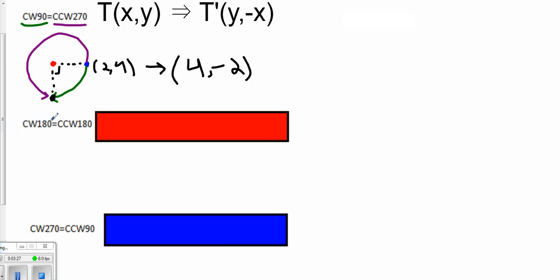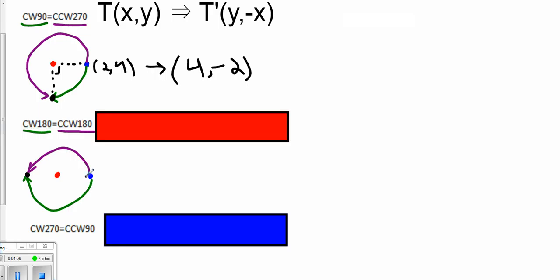Clockwise 180 degrees is the same as counterclockwise 180 degrees. And again, that should make sense if this is our centerpiece. Here is our pre-image, that was our original one. If we rotate 180 degrees clockwise, going the direction the clock would go, that gets us right here to our new image. Now that's the same as if we went counterclockwise 180 degrees. So counterclockwise 180 is the same as clockwise 180.